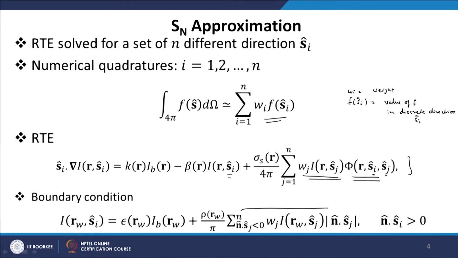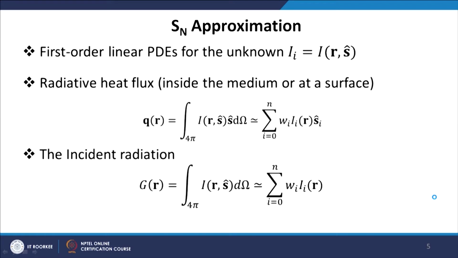Similarly, our boundary condition is no more an integral equation. The boundary condition also simplifies by replacing the integral with a summation using numerical quadrature. So, the integration in the boundary condition for irradiation H is now replaced by a summation over all the incoming directions. n cap dot S_j cap less than 0 means we are interested in only incoming directions. So, the summation is for all incoming directions over which the reflection has to be accounted for.